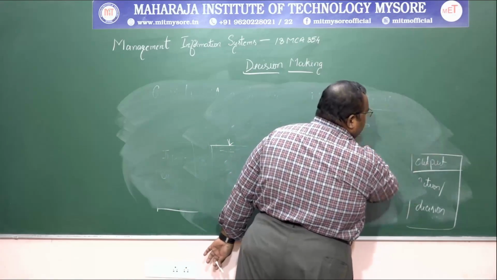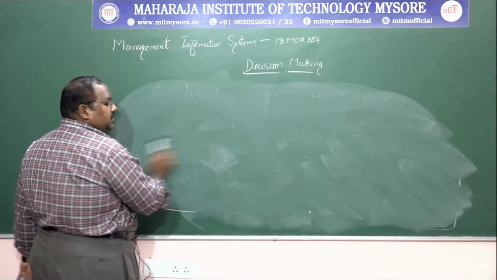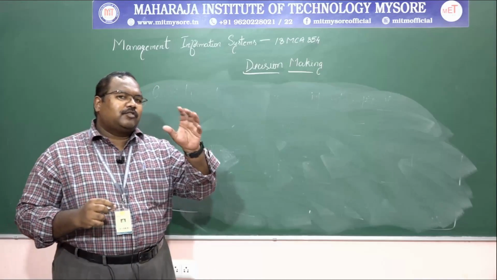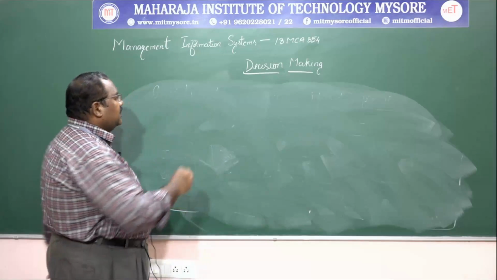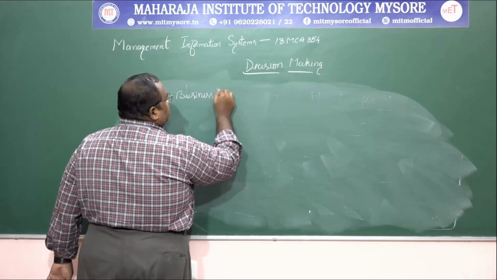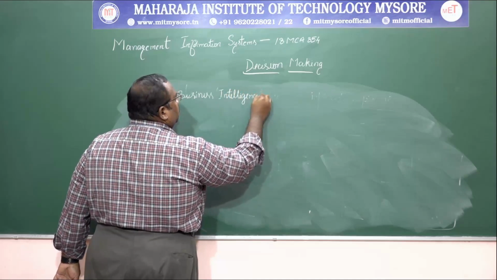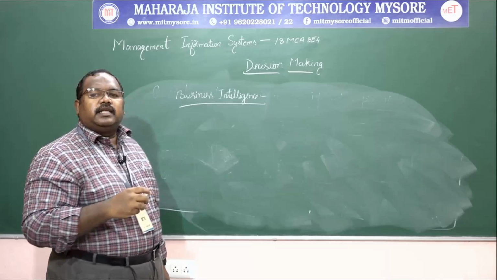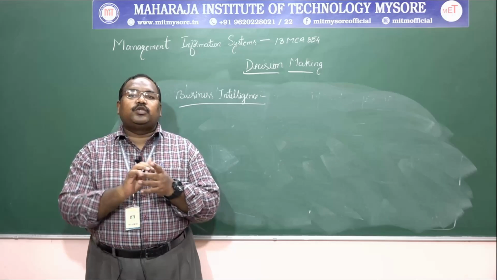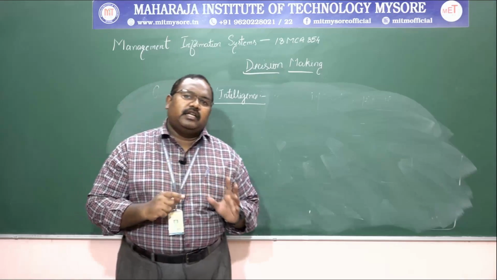We have seen about the information, the knowledge, and a bit of information with respect to knowledge. Now we look into the intelligence. We call this business intelligence. What is this intelligence? Intelligence is the ability of a person to predict, to sense, to understand the situation and react to it in an efficient way.